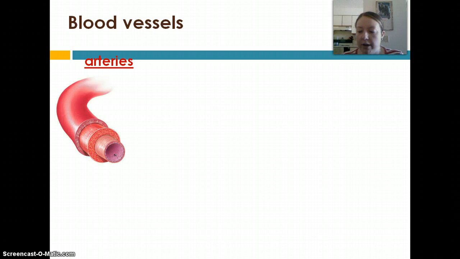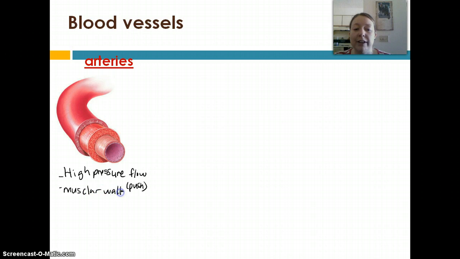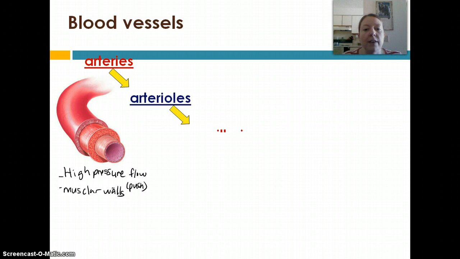The first, carrying blood away, are arteries. And remember, if you're an artery, you are built for high pressure flow, or even a high pressure pushing of blood. And so to do that, you have to have very muscular walls, which are very thick, that can withstand high pressures. In fact, arteries have this elastic recoil so that even when the heart is relaxed, they still maintain blood pressure. And as I mentioned, those arteries divide into arterioles, and then those arterioles divide into smaller capillaries.